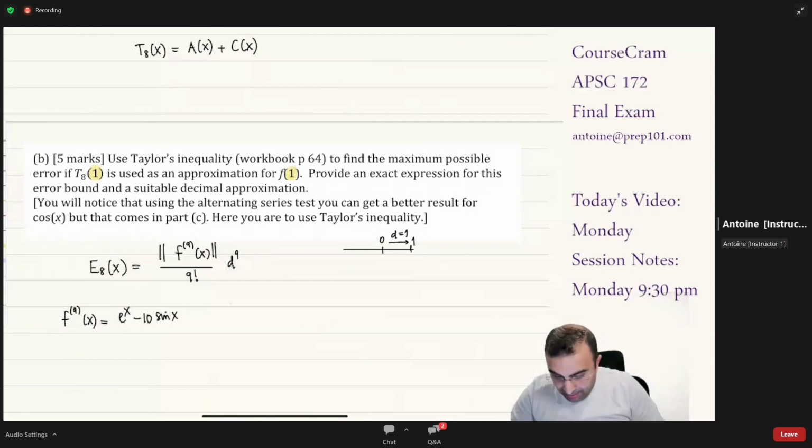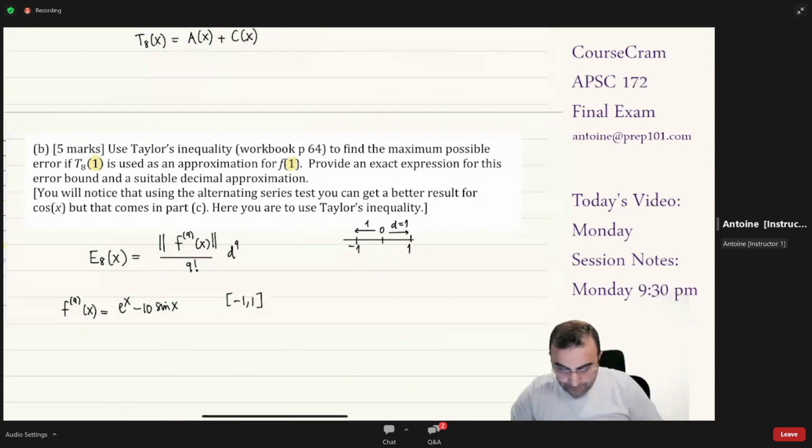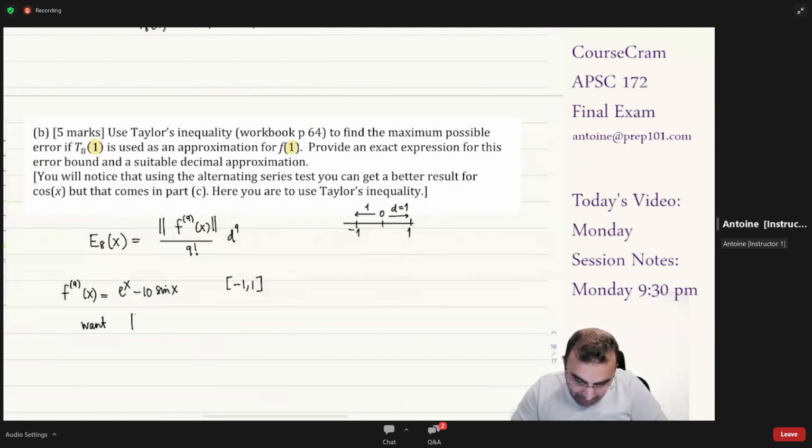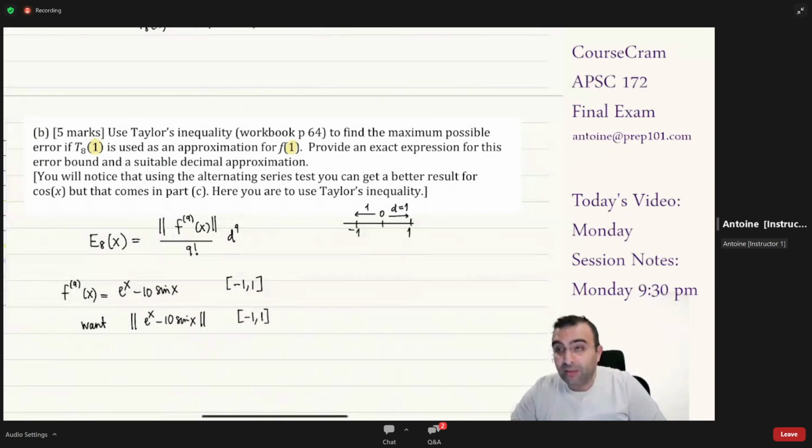And we're looking on the interval minus 1 to 1, right? Don't forget that if you move 1 to the right, you move 1 to the left, and you end up on the interval minus 1 to 1. Okay, so what is the largest value that this can be? So we're taking the maximum of this. So what we want is the maximum value that e to the x minus 10 sine x can take on the interval minus 1 to 1. Now, this is difficult to see.